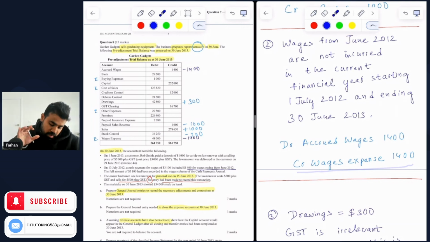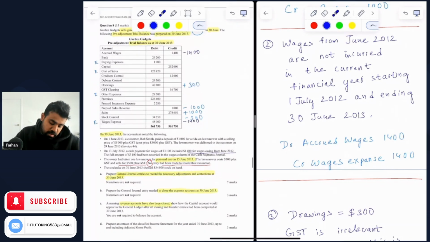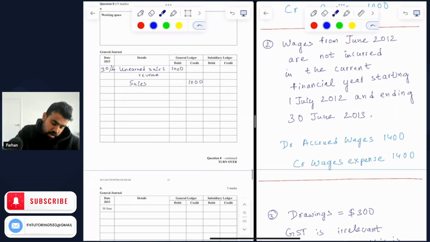That is why within the pre-adjusted trial balance, for accrued wages, I've subtracted 1,400, because we're reducing the current liabilities for payments that have already been made. And for wages expense, I'm also decreasing 1,400, which reflects the fact that we're decreasing the wages because this $1,400 is not relevant to the current financial period, but the previous financial period. So let's record this in the general ledger for 30 June. We debit accrued wages by 1,400 and we credit wages expense by 1,400.